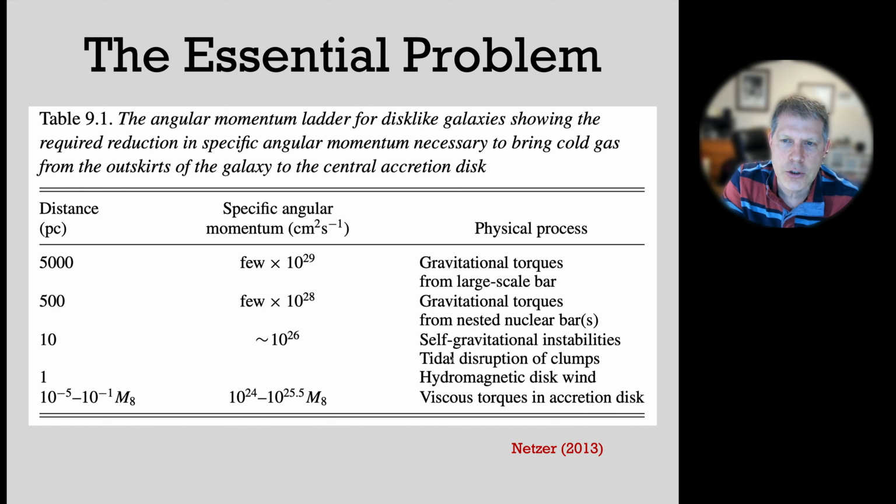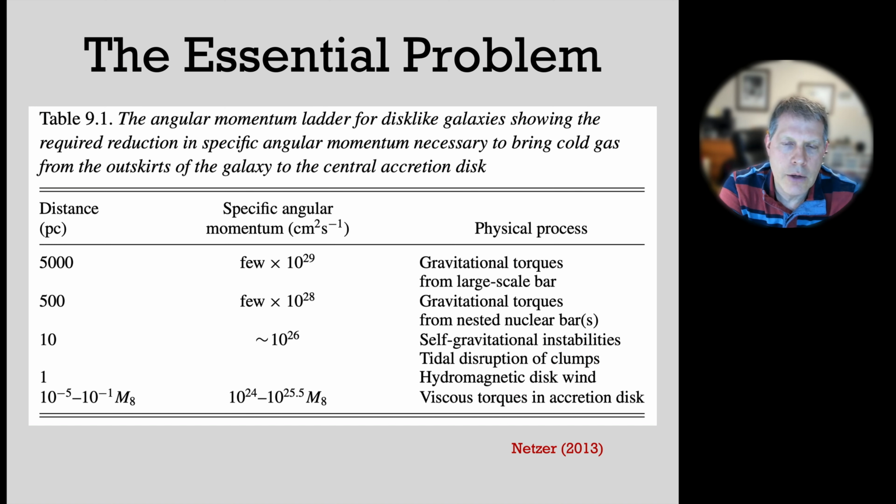And here are physical processes, many of which we'll be discussing today, by which matter can work its way inward. You can see things that are thought to be involved are gravitational torques from a large-scale bar, gravitational torques from nested nuclear bars, self-gravitational instabilities, tidal disruptions of clumps, hydromagnetic disk winds, and viscous torques in an accretion disk. These are the types of relevant physical processes, many of which we will be discussing today.